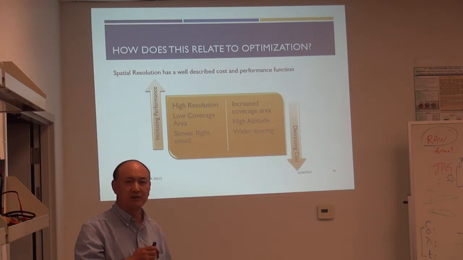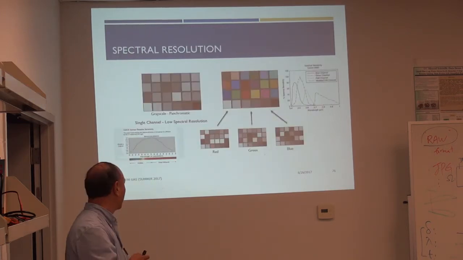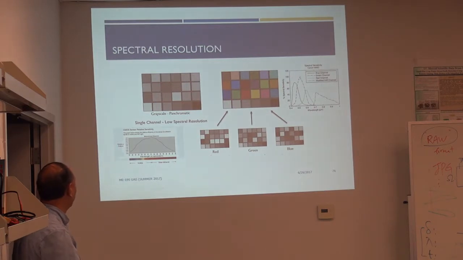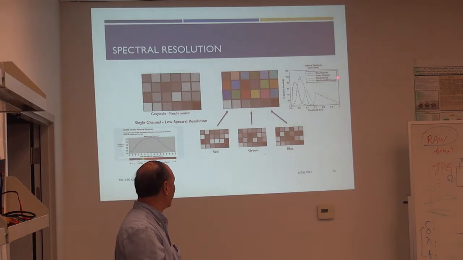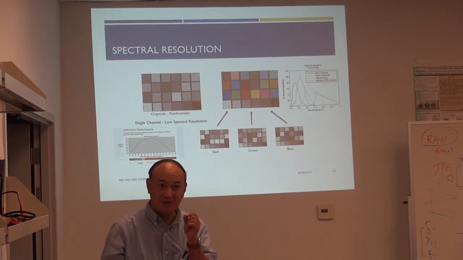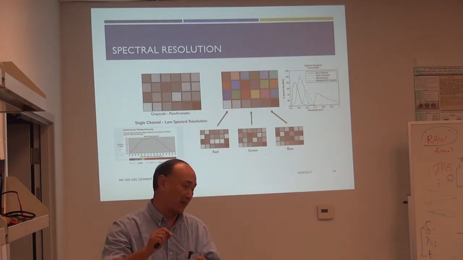Next one is called spectral resolution. Spectral resolution means the wavelengths. They have red, green, blue, and NIR, each with a different spectral response window. This is not narrow band. This is naturally like that.